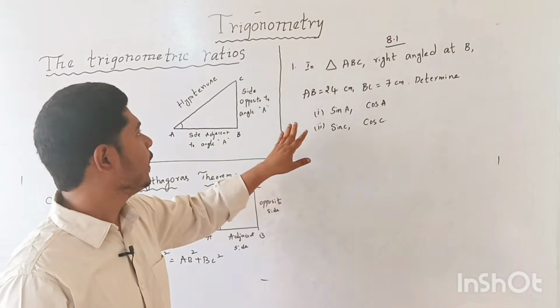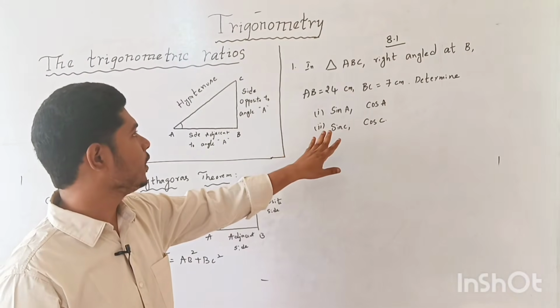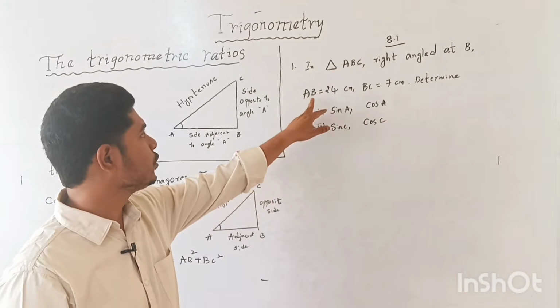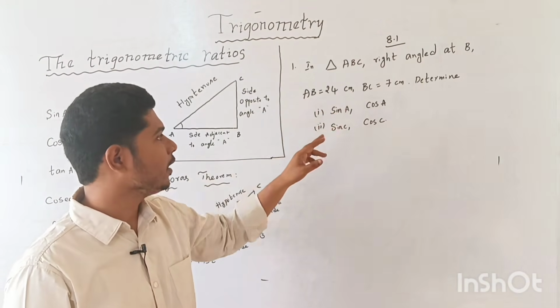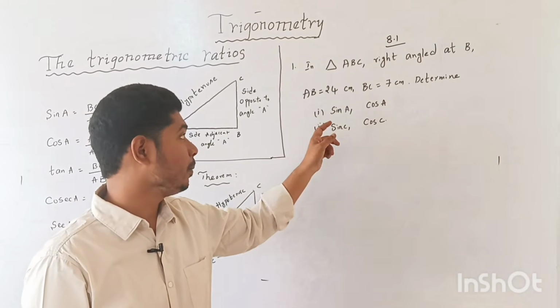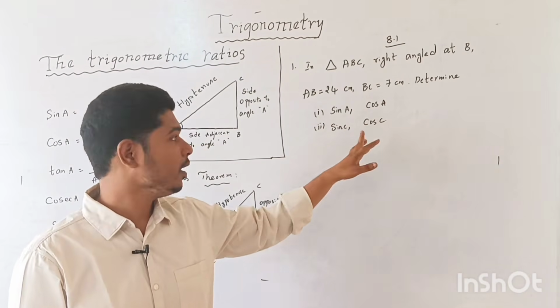The question is, in triangle ABC, right angle at B, AB is 24, BC is 7, determine the values of sin A, cos A, sin C, cos C.